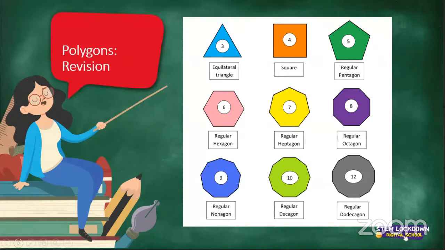So just a revision of what polygons are. You need to know that polygons are enclosed shapes, meaning that you can see all these shapes here are closed. All the lines meet at their vertices, so it's not an open shape. We have an equilateral triangle. It has 3 lines and 3 vertices. 2D shapes are very easy to check for vertices and sides.